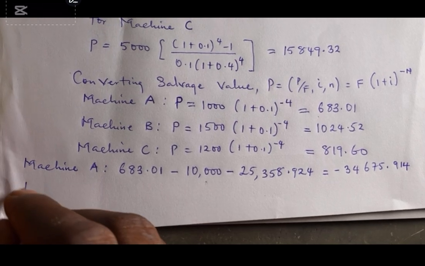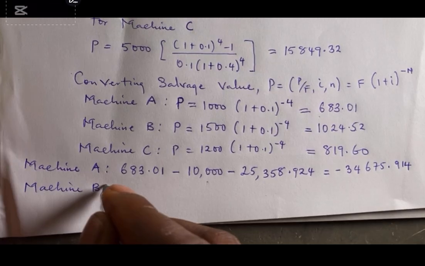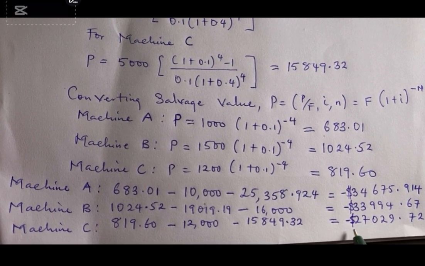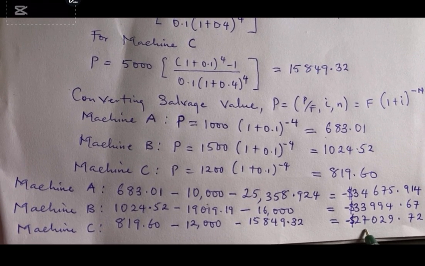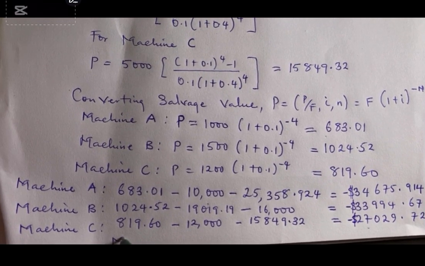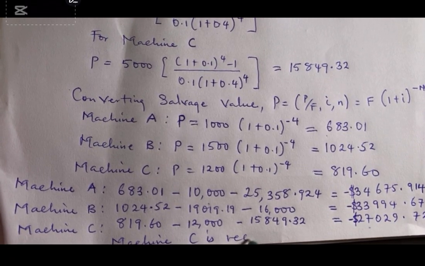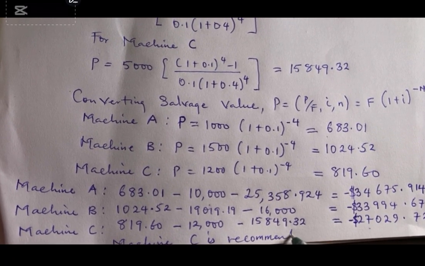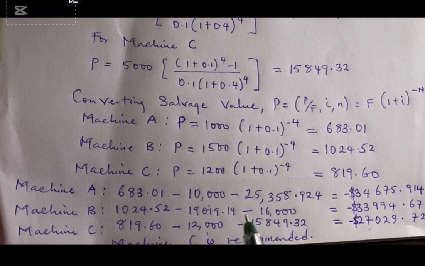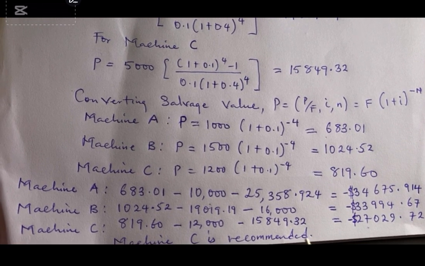We are going to do the same for machine B and machine C. You will see that machine C has the least negative present worth value. So machine C is recommended. Remember, this method is used as a basis for comparison. You want to know which machine is best.